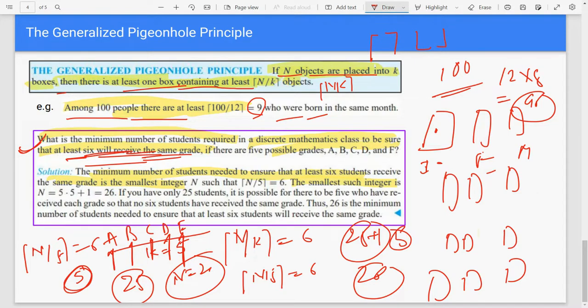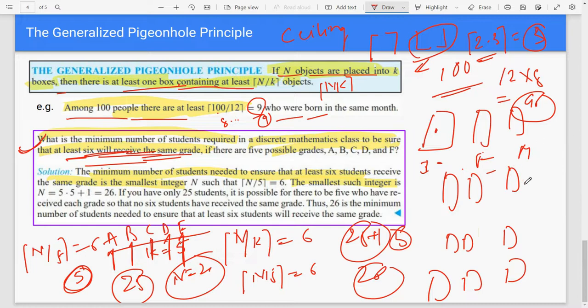This is called the ceiling function. I think you are aware of the ceiling function and floor function. Let's say it is 2.3. This is translated to the next possible integer, which is 3. Similarly, 100 by 12 is going to be 8 point something, which is translated into the next integer, which is 9. So the ceiling is the nearest integer greater than this number, and the floor is the nearest integer less than this number. This thing you have to keep in mind.